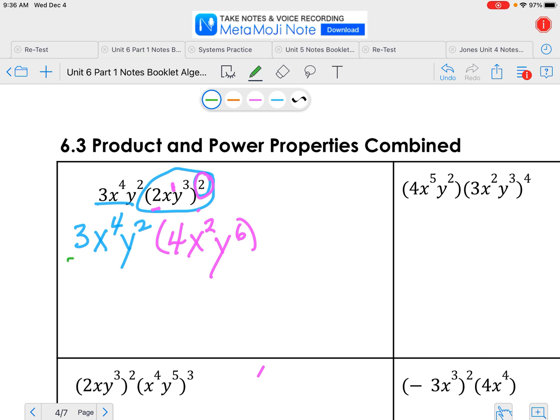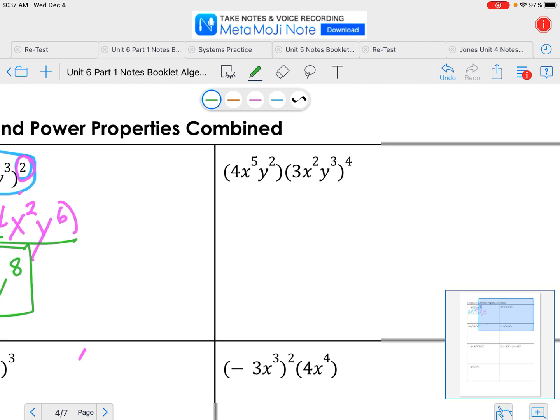Now my second step is to use the product property to do these two. 3 times 4 is 12. And now I add my exponents. The x's, 4 plus 2 is 6. The y's, 2 plus 6 is 8.